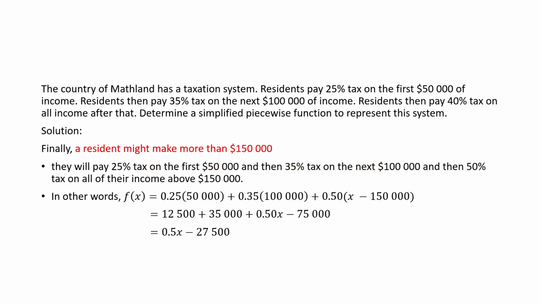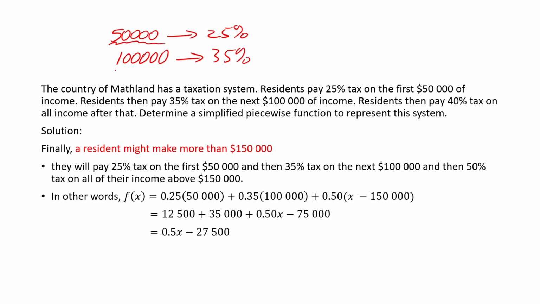And finally, some people really make a lot of money. And these people are going to pay 25% on the first 50,000. Then they're going to pay 35% on the next 100,000. So let's think about this. $50,000 they paid 25% tax on. They then paid 35% tax on the next $100,000. Well, you can't get taxed on the same dollar twice.